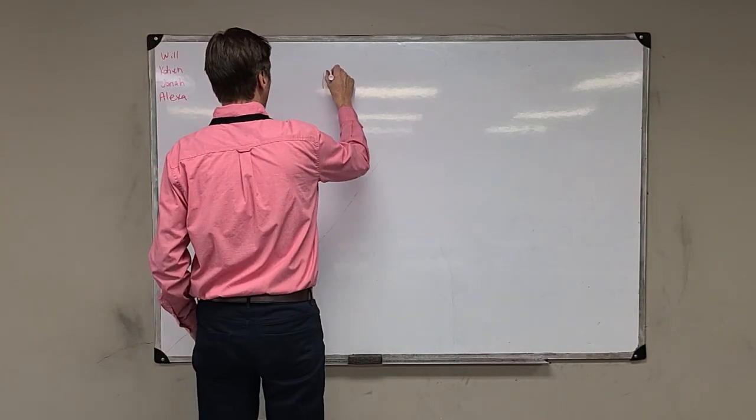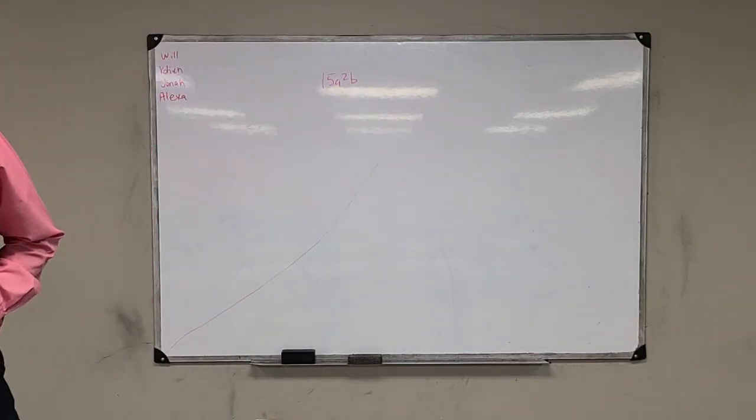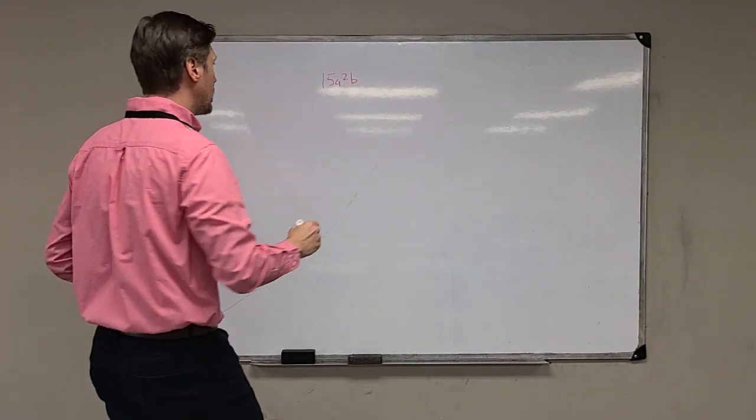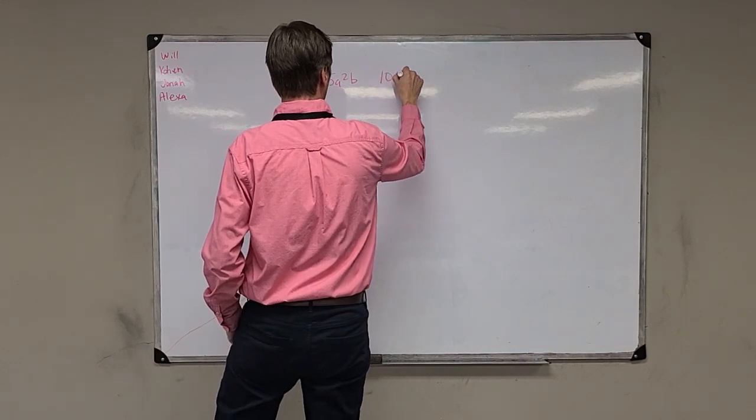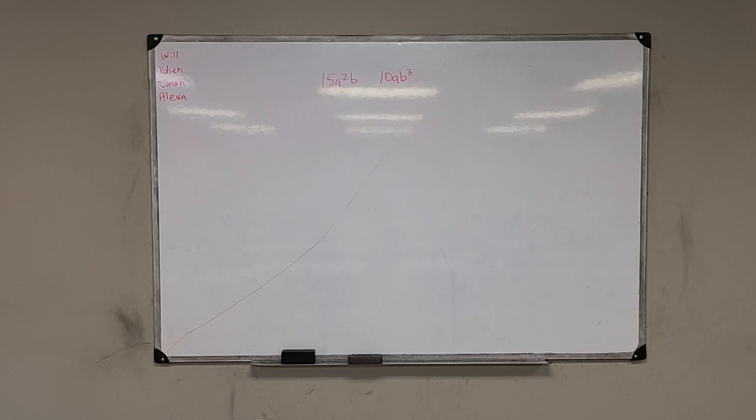What if your terms were 15a squared b and 10ab cubed? What's that? Is this when you're like, okay, I'm checking out, I'm done? We're going to put variables in here? No way. No way.